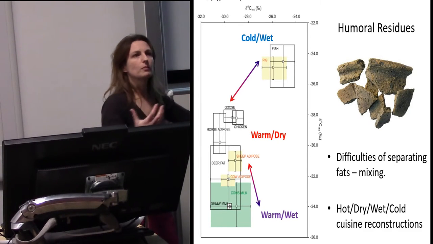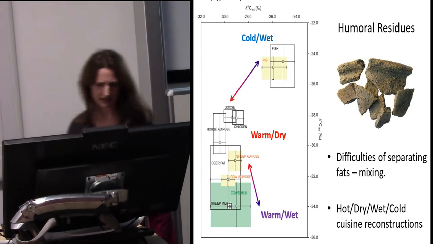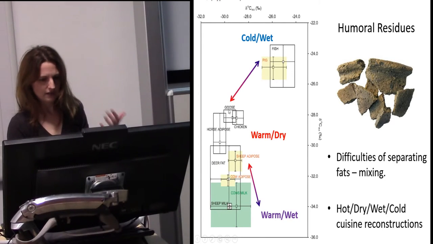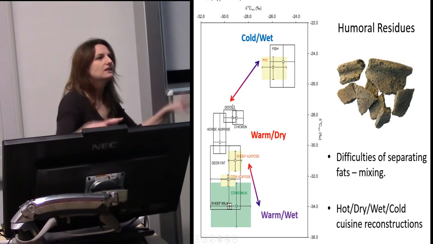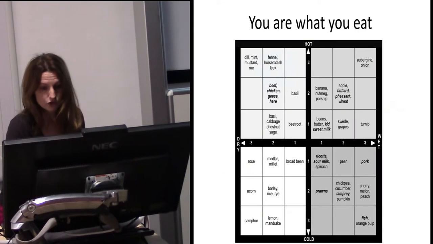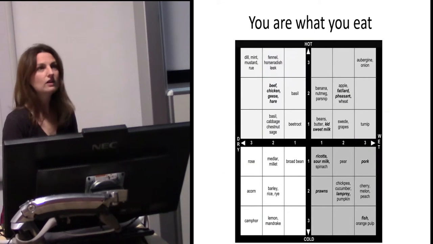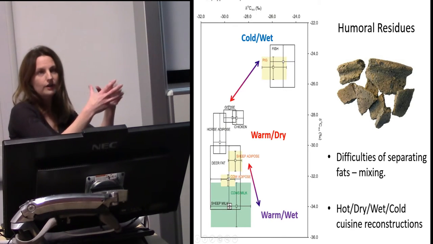And they have huge problems because what they're trying to do is separate out what's cow's milk, what's sheep's milk. They're at the moment trying to find where chickens plot on the graph. And they plot somewhere in here with the goose and horse adipose fat. And they find this a huge problem because they're trying to identify particular animals. But if we go back to this, we find that quite a lot of these different areas actually correspond to warm, dry or wet, warm.